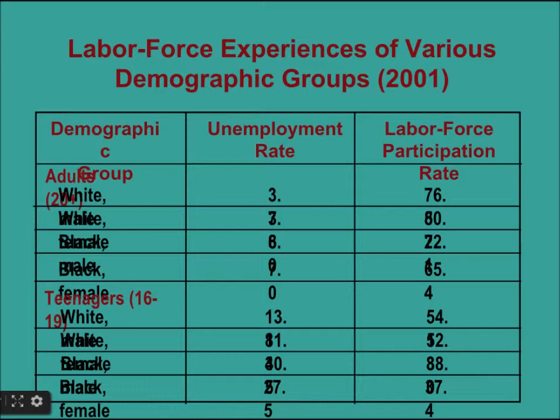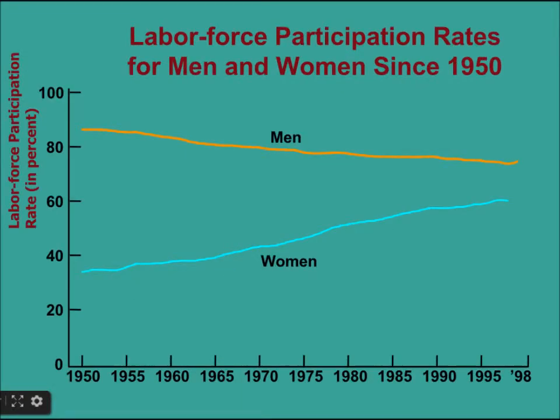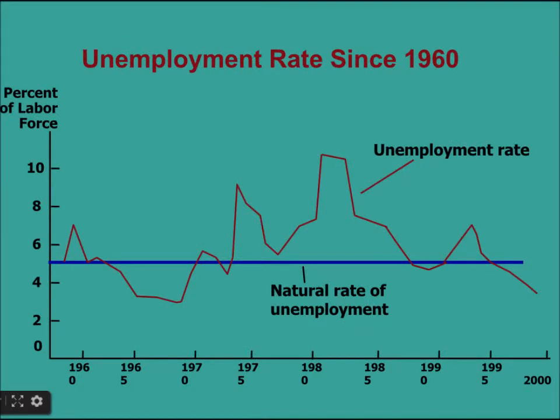This is the labor force experience of various demographic groups. This is just data which is not quite visible, so let's skip it. This is a chart for the unemployment rate since the 1960s, as a percentage of the labor force, and this is the natural rate of unemployment. This is the unemployment rate.